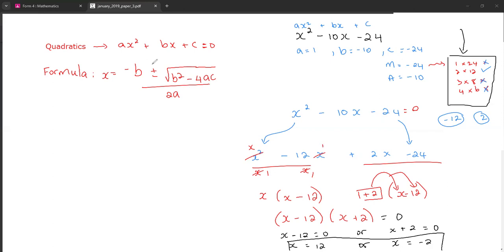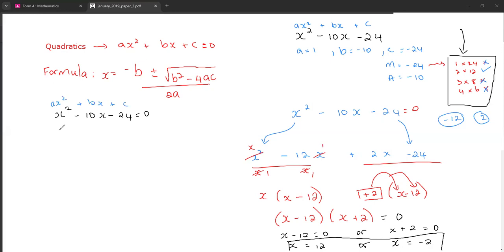Now, what we're basically going to do is substitute our values. So let's say they gave us the same one, that x squared minus 10x minus 24 is equal to 0. So we already know that it's in the form of ax squared plus bx plus c. If it's not in that format, you put it into the format.